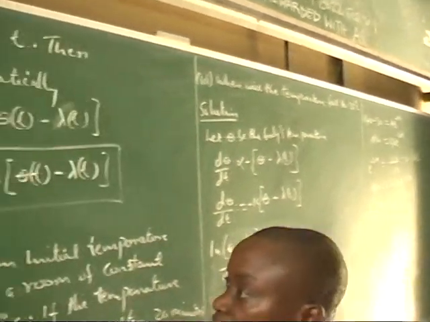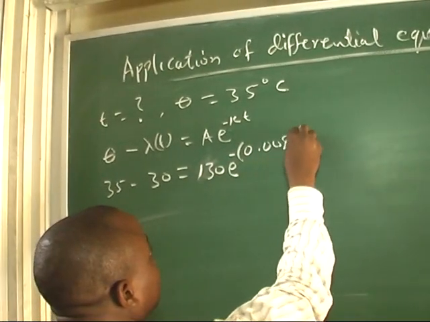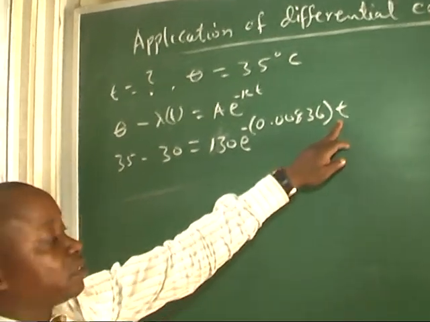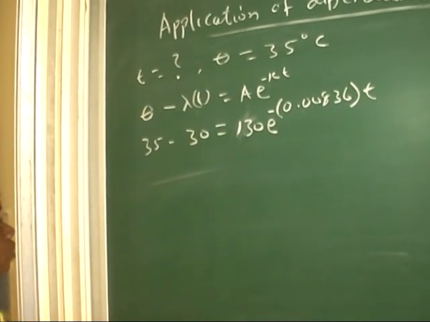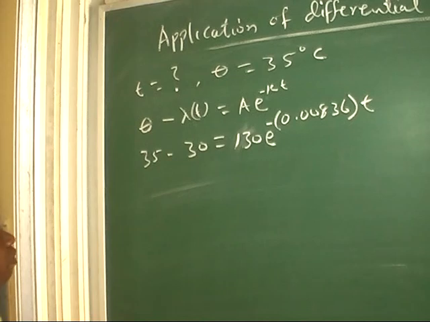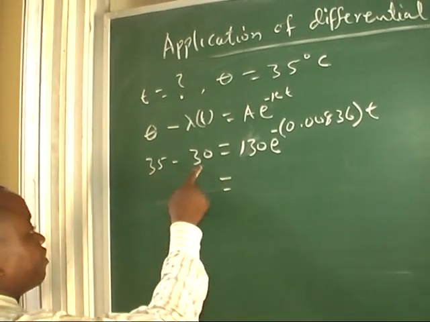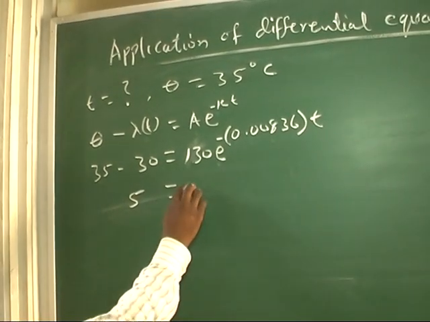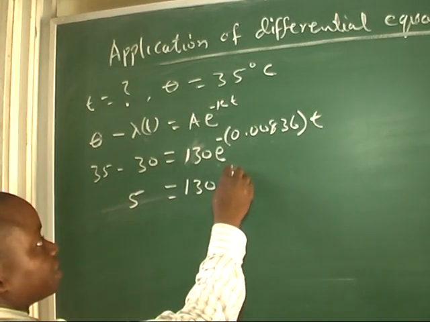So we have k is 0.00836 T. We don't have T. It's T that we are looking for. So we have that. You can then say that 35 minus 30 gives us 5. But see what we will do to help us. Let's put it this way, so I will really get it right.